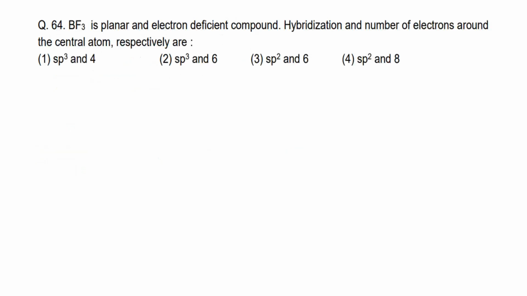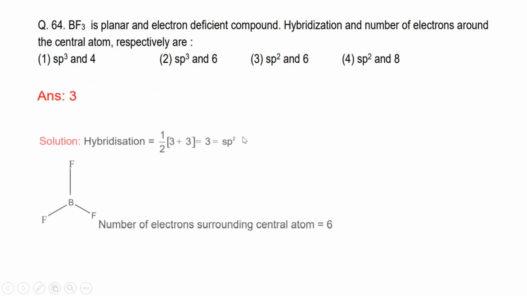Next question number 64. Boron trifluoride is planar and electron deficient compound. Hybridization and number of electrons around the central atom respectively are. We all know this boron trifluoride is sp2 hybridized, and it has 6 valence electrons after bonding. So option 3 will be the right answer.